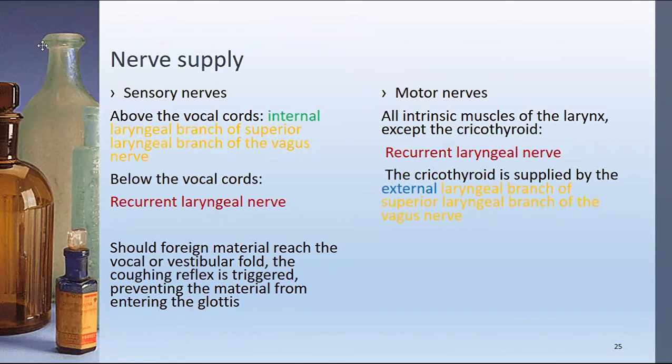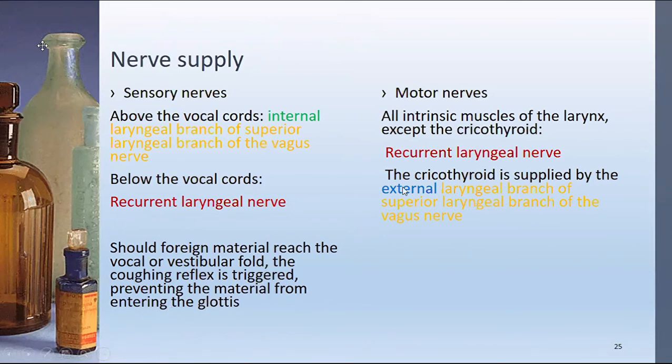Nerve supply. We have the sensory and the motor nerves. Sensory for those above the vocal cords is from the internal laryngeal branch of the superior laryngeal branch of the vagus nerve. For below the vocal cord, sensory is provided by the recurrent laryngeal nerve. Now if foreign material reaches the vestibular fold, the area of the rima glottidis, the coughing reflex is triggered. It is the internal branch of the superior laryngeal branch of the vagus that is responsible for triggering the cough reflex, which prevents the material from entering the glottis.